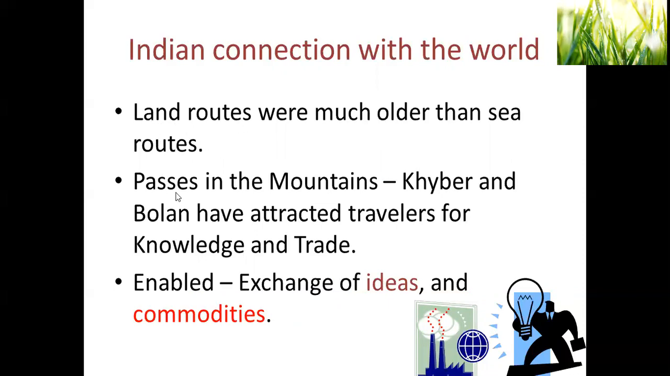How did they travel through the land? In the Himalayas, there are a few passes. That means the passes are breaks in the mountain chain. These smaller breaks in the mountain chain allow travelers to come inside India. Khyber and Bolan are a few such examples of passes. Because of the passes, people came into India through the land route. When they came inside India, there happened an exchange of ideas and commodities.